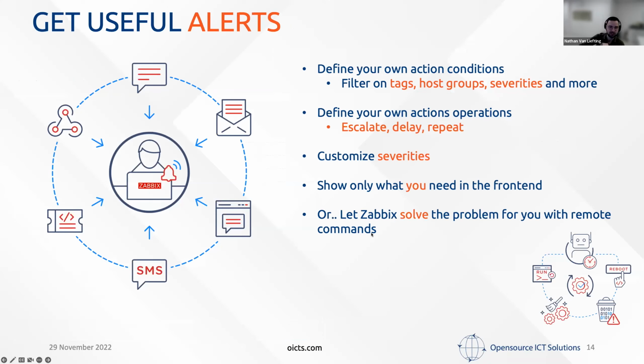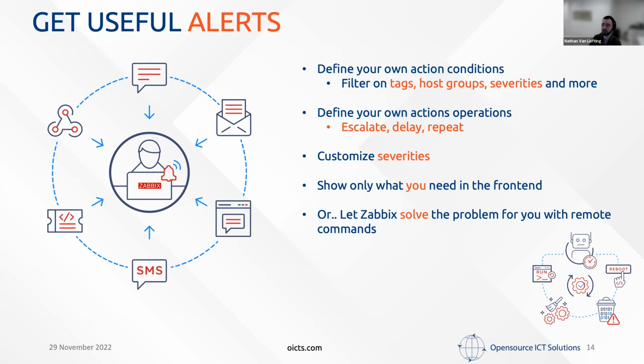And I'm just going to assume that you guys aren't always just staring at your Zabbix frontend. So we also want to get alerts, probably. Now, Zabbix can also send out alerts to us, so we can define our own actions with conditions, filtering on tags, on host groups, severities, anything that we've set up already, and then define those actions ourselves to make sure that we can escalate the issue, delay the issue, repeat the issue, and send out the alert only when we want it to. We can also customize the severities to better suit our needs.